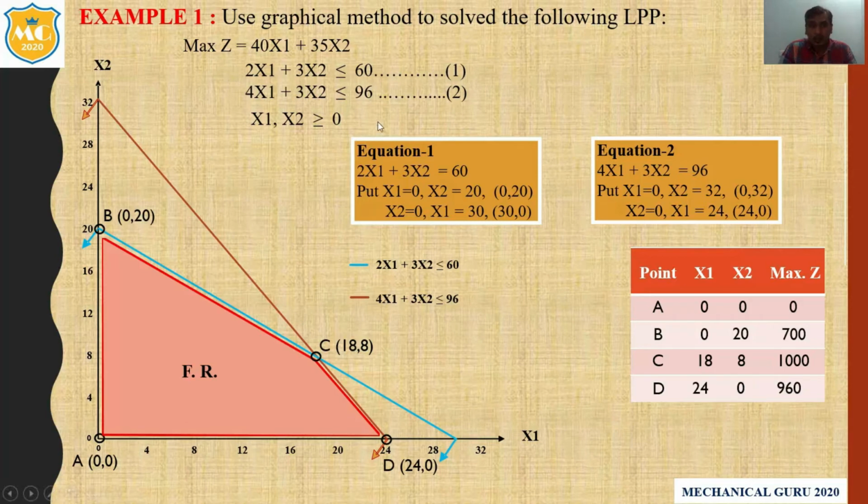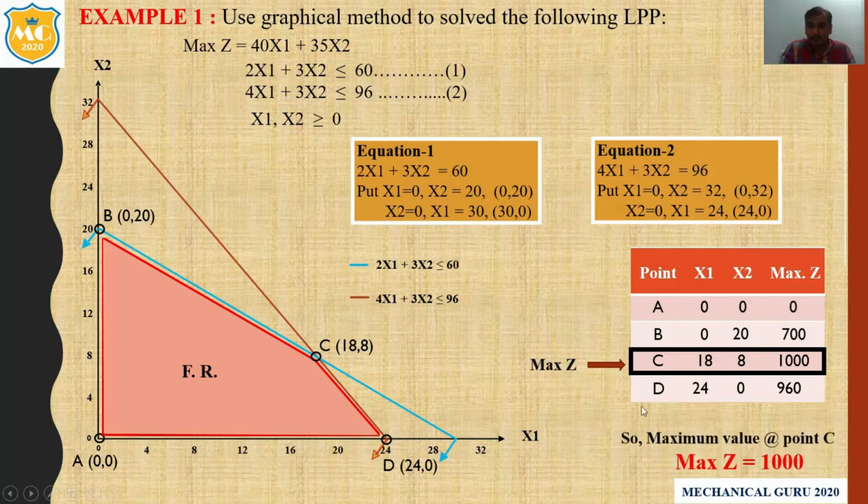Okay, now our problem is to maximize z, which means maximize the profit. So from points A to D, we have to find the maximum value. We can easily see the maximum is at point C. So this is the maximum value, and we highlight it in a box. So maximum z at point C is equal to 1000. So this is the optimal solution using the extreme corner point method.